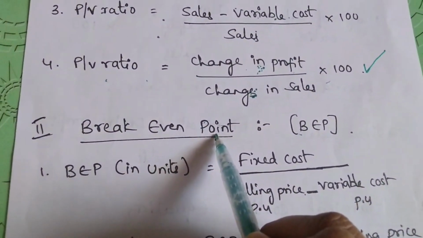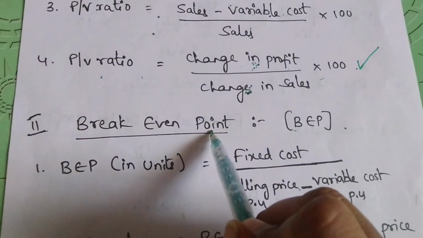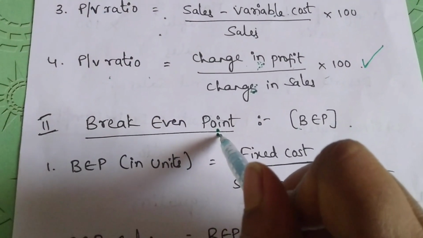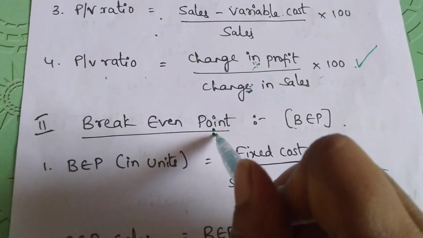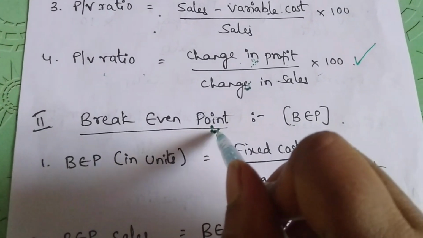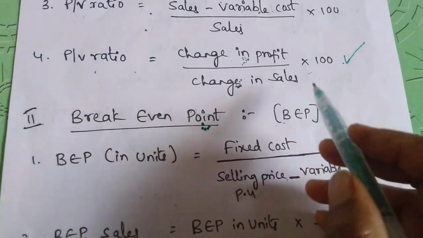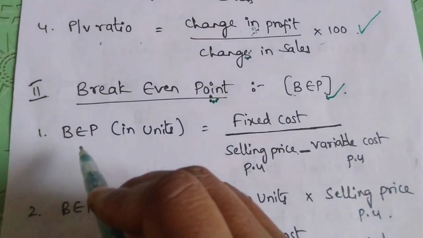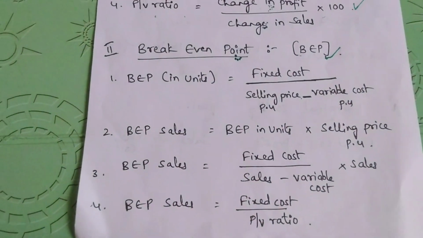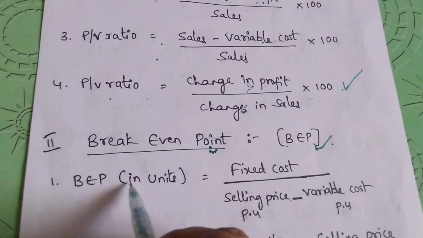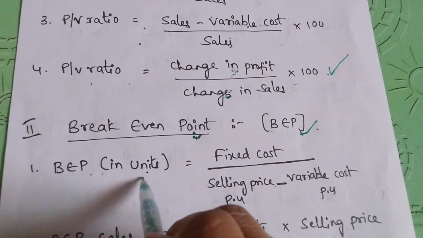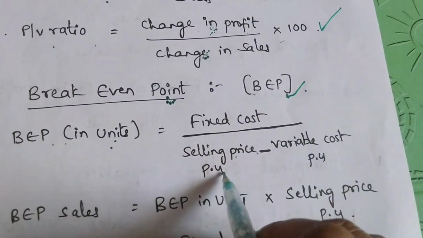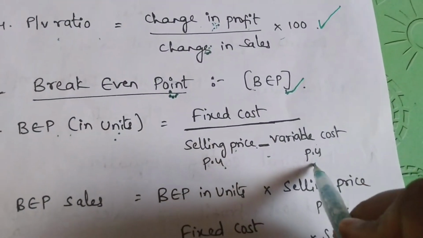So for example, if the manufacturer is able to sell 20,000 units of goods, then if he sells 20,000 units of goods, he is not going to earn profit and there is no loss for him. So 20,000 units is called the break-even point for the manufacturer. So short form for break-even point is BEP. And there are a few formulas for finding out BEP, and we will discuss all those now. First one is BEP in units. If you want to find out break-even point in units, we have only one formula, that is fixed cost divided by selling price per unit minus variable cost per unit.